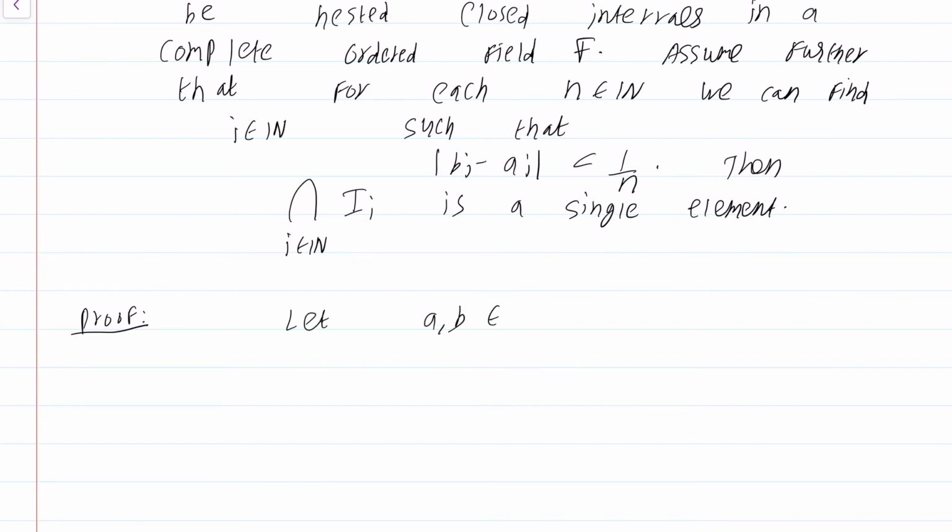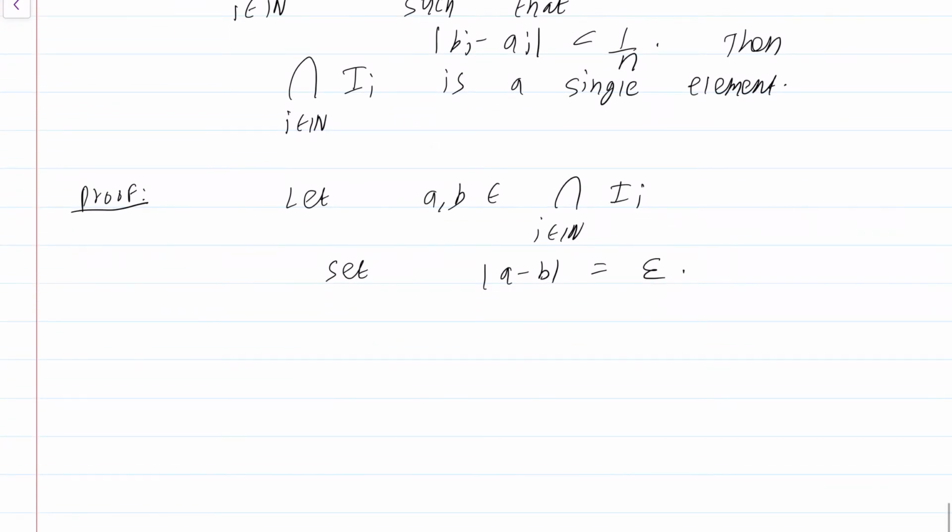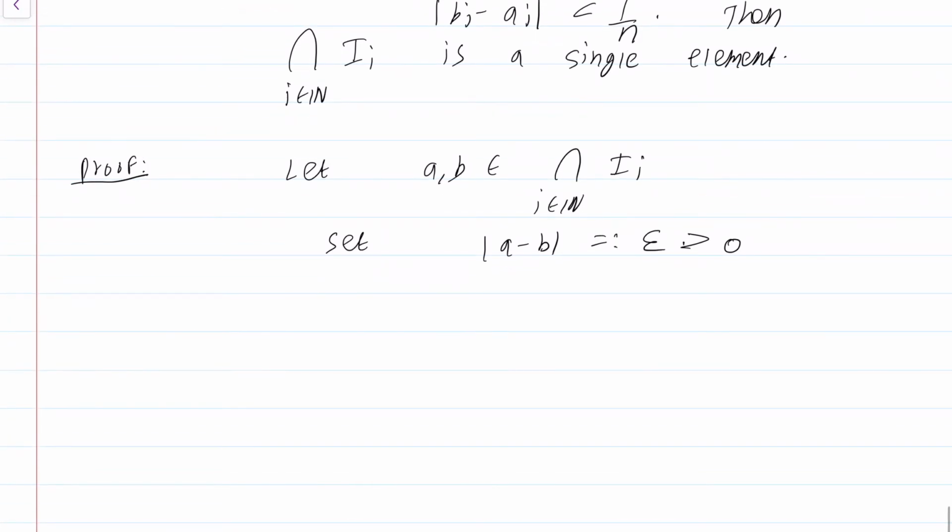Let a comma b be there in the intersection. Note that the fact that there is at least one element in the intersection is guaranteed by the nested intervals theorem. We have to show that there isn't more than one. And recall that in such scenarios, we assume that there are two elements and show that both are the same. So let a comma b belong to the intersection of the I_n. Set mod a minus b to be equal to epsilon. This is a positive quantity.